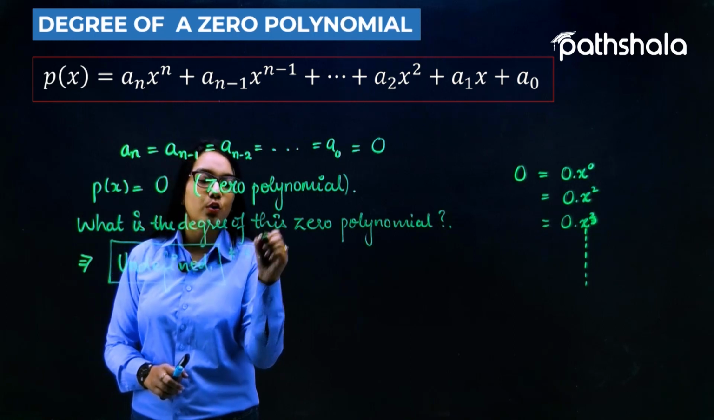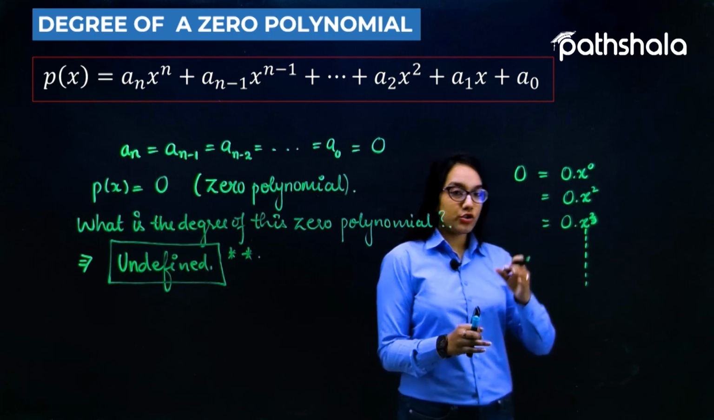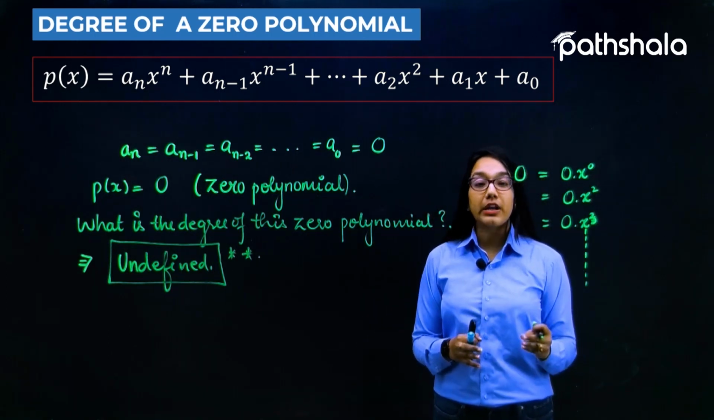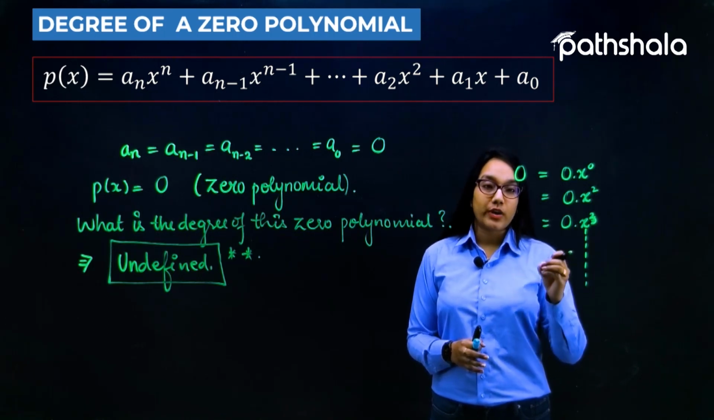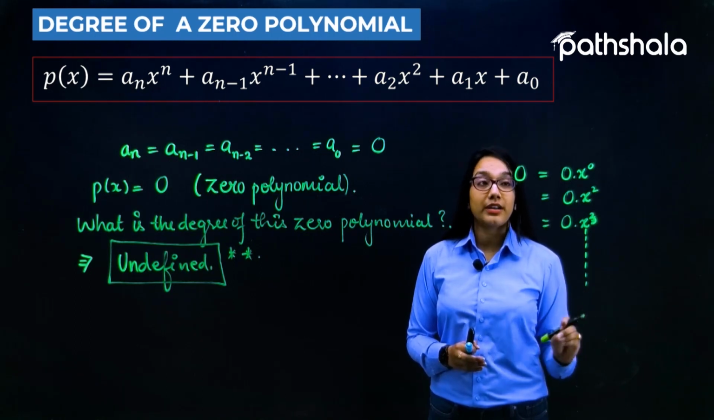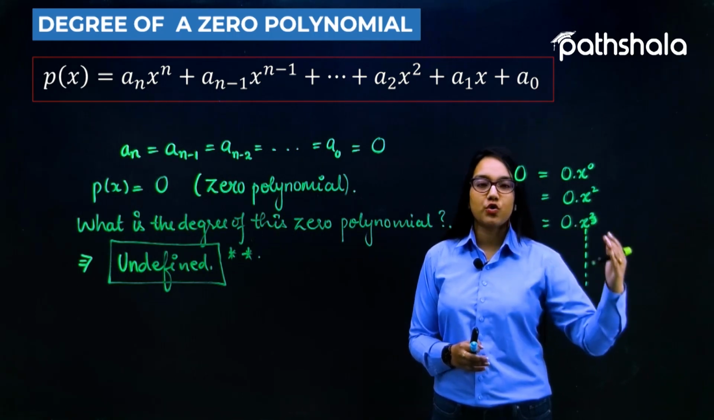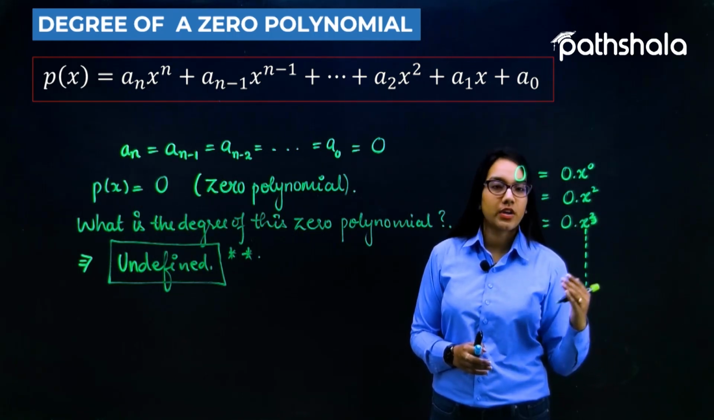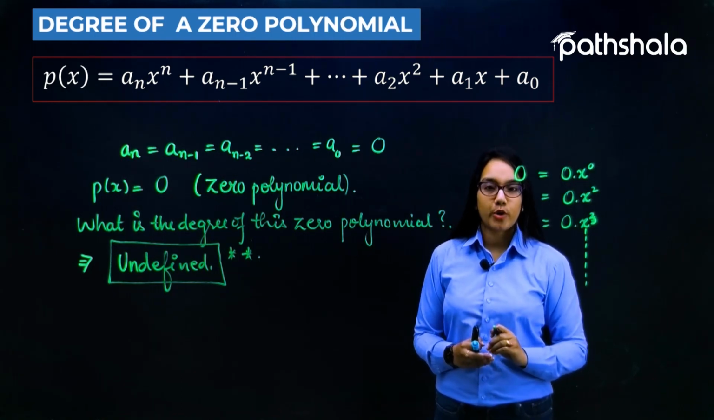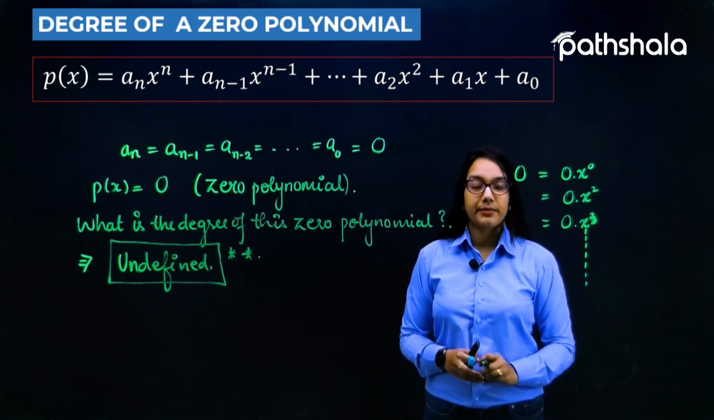So this is a special note. Always remember, if someone asks what the degree of the zero polynomial is, it will be undefined. The reason is that we cannot specify any particular degree for the zero polynomial, because zero can be written as 0 into x raised to the power 0. We can write it as 0 into x raised to the power 1, x raised to the power 2, x raised to the power 100, 1000, crores, and so on. So there is no specific degree for this polynomial. That is why the degree of the zero polynomial is undefined.